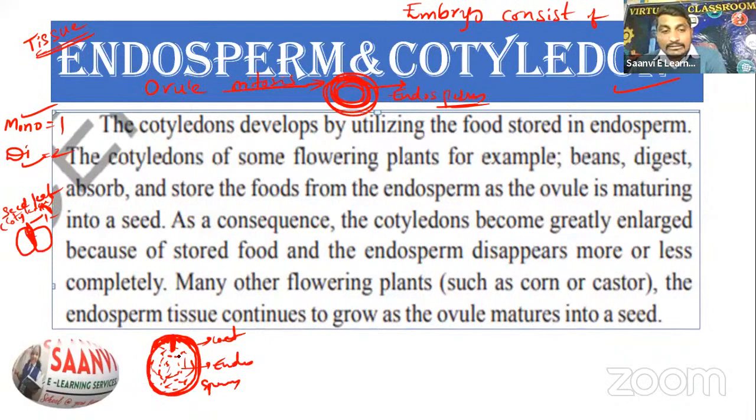You can observe in this some water, coconut water. It is sugary, just like a food material only. As we discussed, it is storing food materials. Sometimes that liquid portion can solidify.